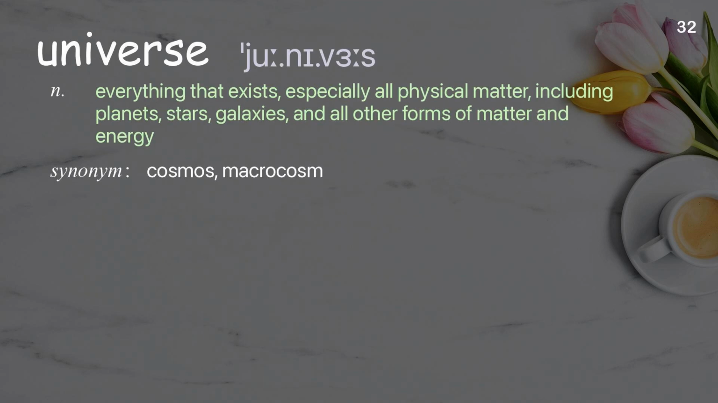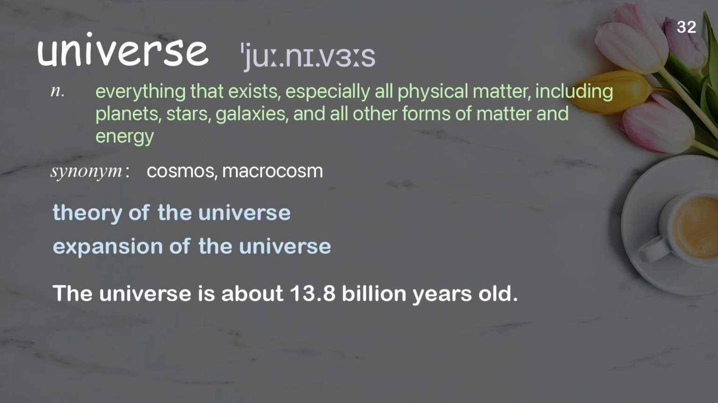Universe: everything that exists, especially all physical matter, including planets, stars, galaxies, and all other forms of matter and energy. Examples: Theory of the universe. Expansion of the universe. The universe is about 13.8 billion years old.